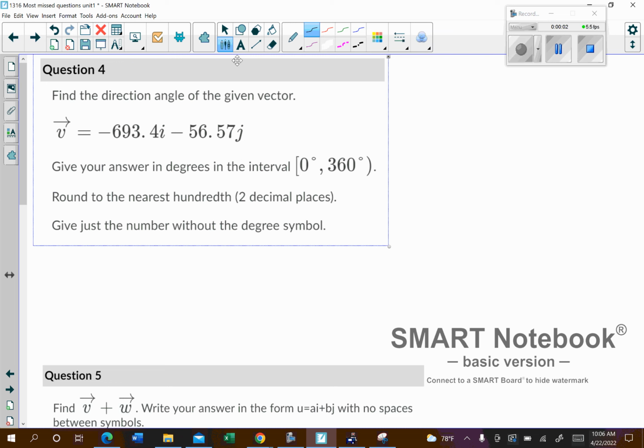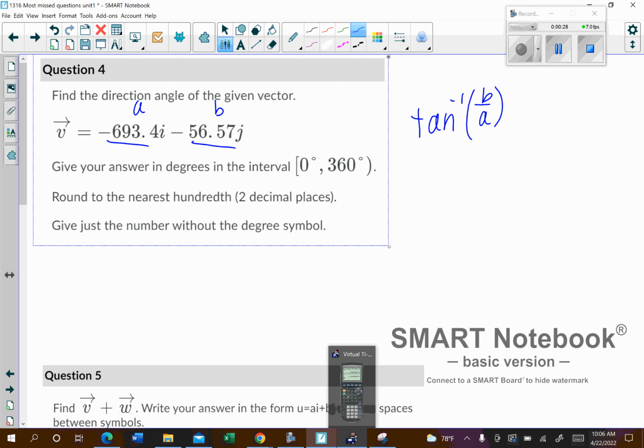All right, so let's take a look at this one here. Once it's defined the direction, what you do is you take the tangent inverse of basically the coefficient of j divided by the coefficient of i right here. A lot of times they'll have it as b over a. So anyways, this is my b, this is my a value.